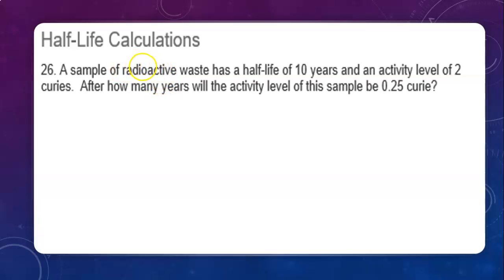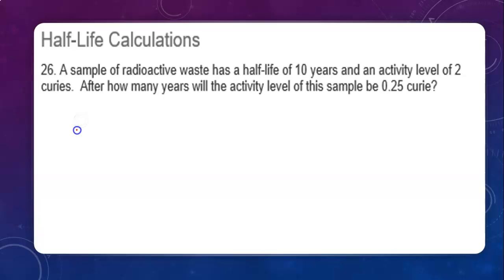So for half-life calculations, I like to be a little bit more intuitive, and so I am going to go over how I would solve it in my head without using the crazy formulas or calculations. I feel like you already have enough to memorize. Okay, so a sample of radioactive waste has a half-life of 10 years and an activity level of 2 curies. After how many years will the activity level be 0.25 curie? You don't need to know what a curie is. You just need to know you're going from 2 curies down to 0.25 curies.